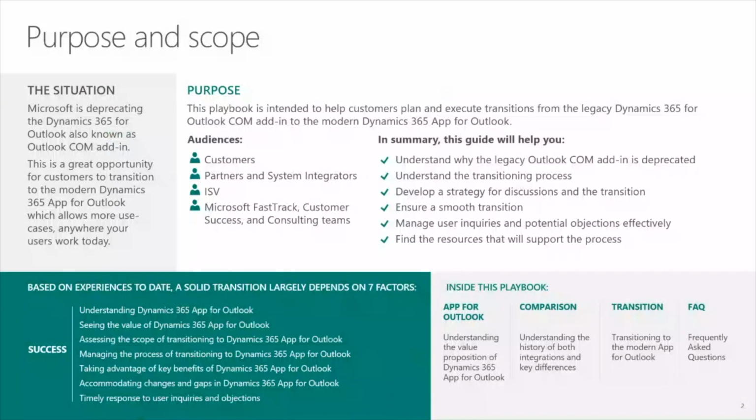So this playbook is intended to help customers and also their partners plan and execute transitions from the legacy Dynamics 365 for Outlook COM add-in to the modern Dynamics 365 app for Outlook. This guide will help you to understand why the legacy Outlook COM add-in is deprecated, understand the transitioning process, help develop a strategy for discussions and the transition, ensure a smooth transition in terms of project, but also change management with your users, manage inquiries and potential objections effectively with an FAQ that we'll discuss at the end of this presentation, and also pointers so that you can find the resources that will support the process.